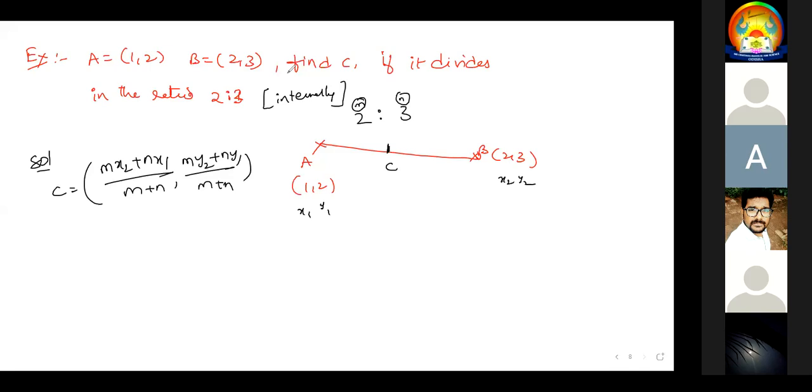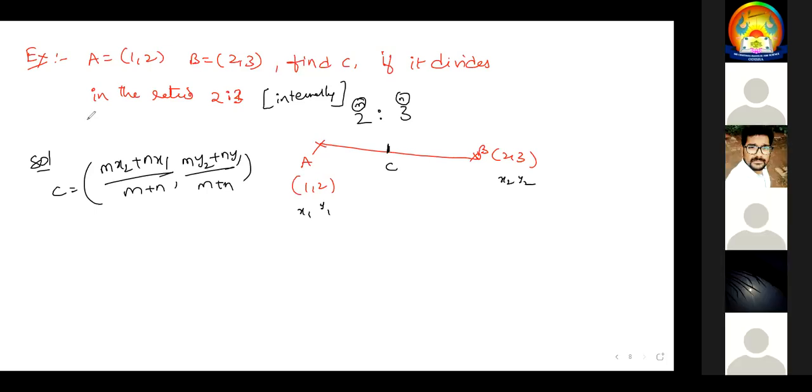Others please calculate the point. 7 by 5 and 12 by 5. Sir, 7 by 5 and 3. Completed? Yes, sir.